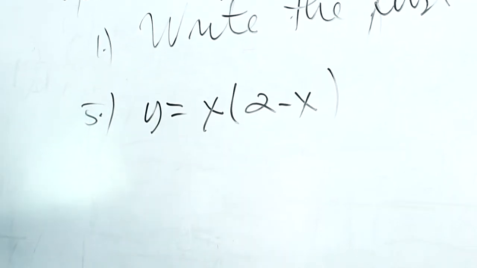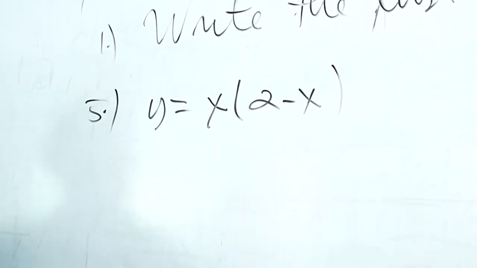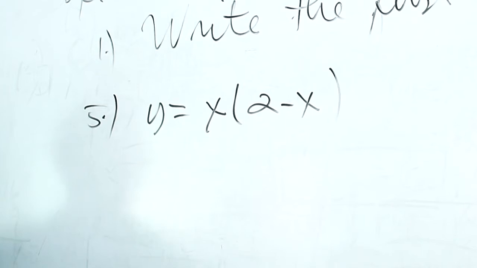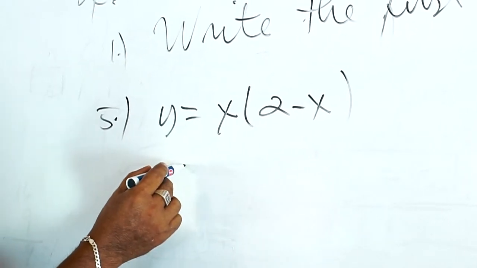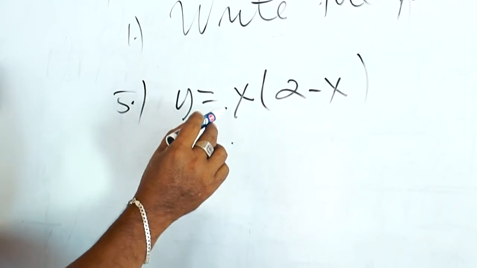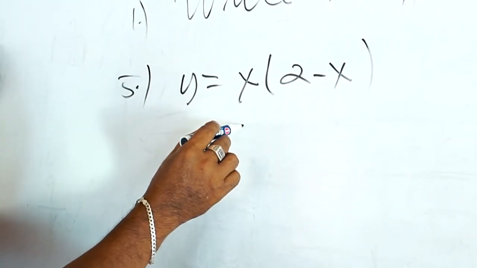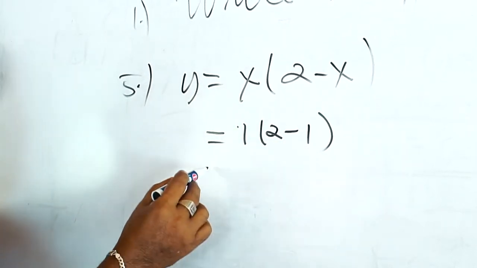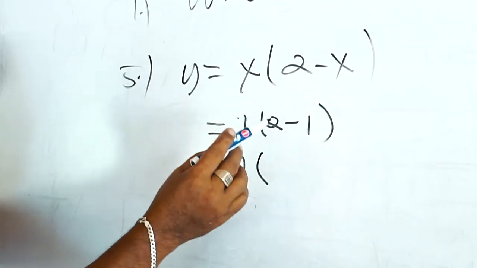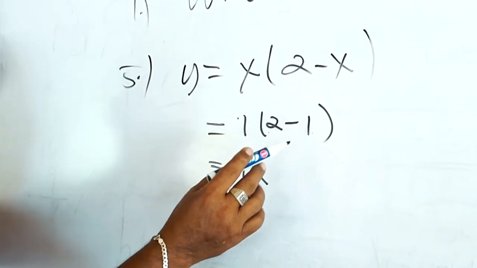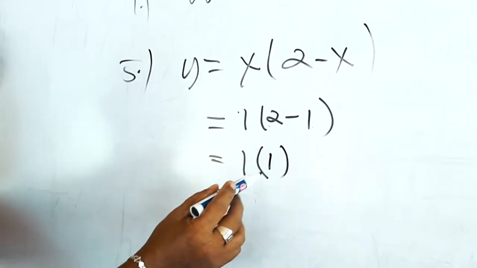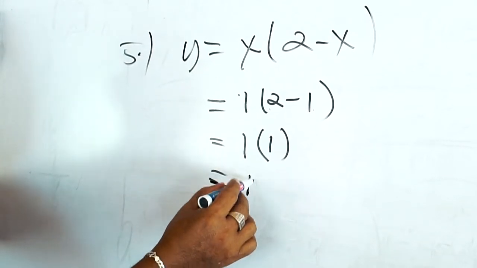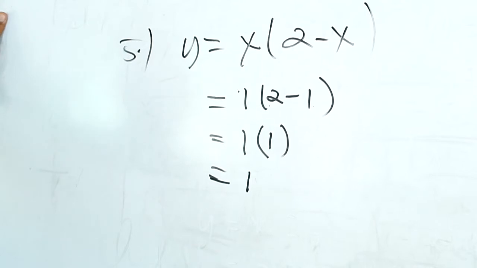Okay, for example number 5. Write the first four terms of the sequence y is equal to x open quantity 2 minus x close quantity. Then let us solve the first term. So the first counting number is 1. Multiply it by 2 minus 1. Okay, so 2 minus 1 is equal to 1. Then after that, multiply. So 1 times 1 is equal to 1. 1 is the first term of the sequence.